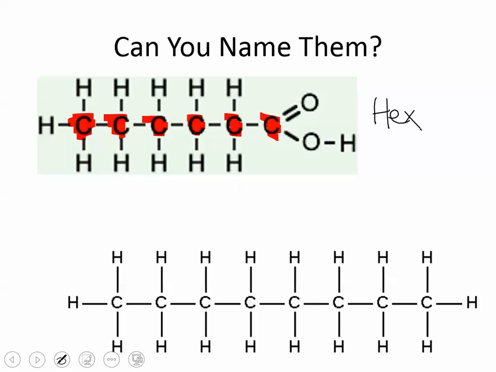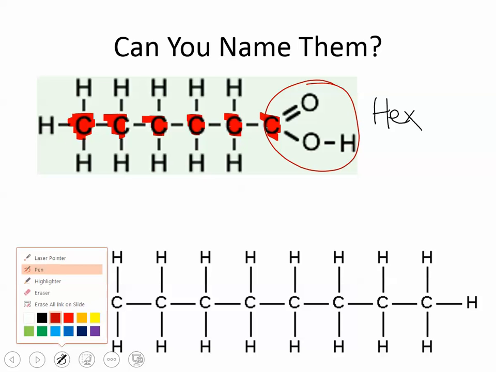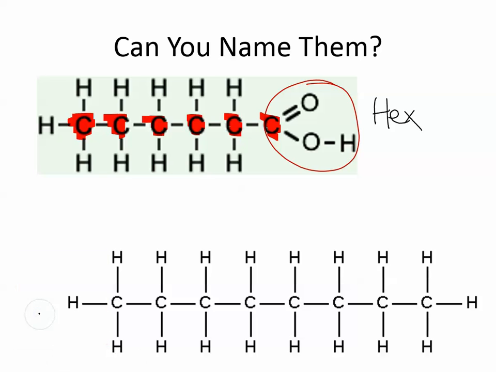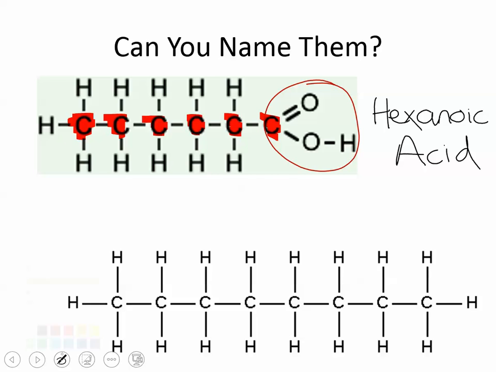And then we need to look at its functional group. Okay, so this is its functional group, COOH. So that tells me it's a carboxylic acid, so it's hexanoic acid. Alright, well done if you've got that right. Okay, so the next one then, let's go through this a little bit faster.